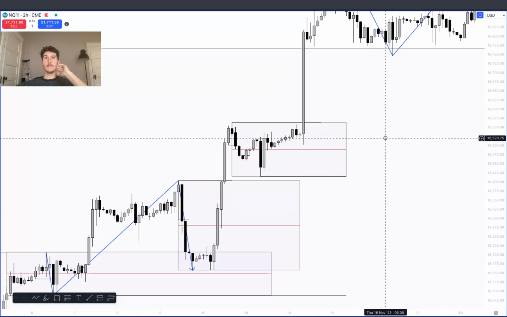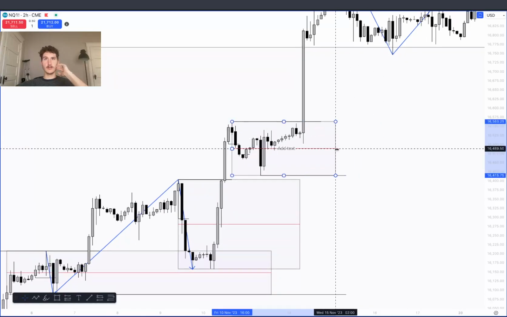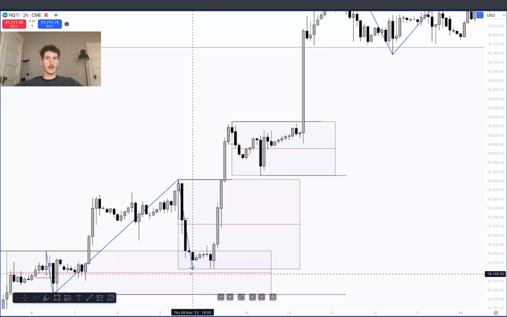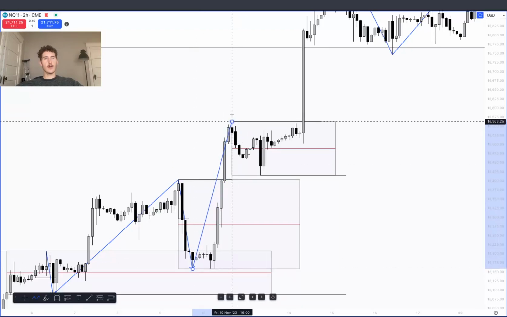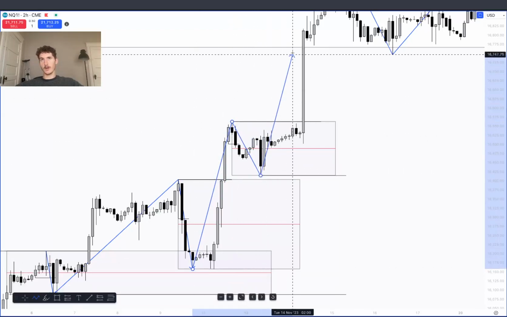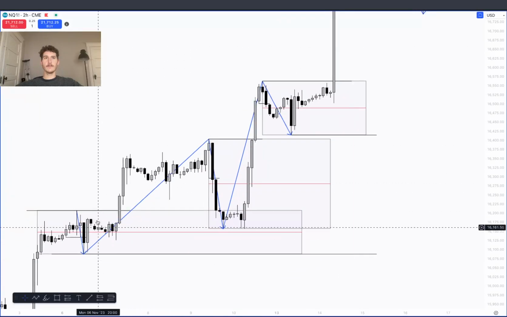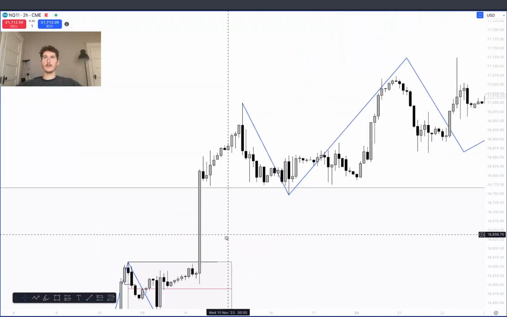Anyways, back to it. So we have another swing right here. 1, 2, 3. What were we doing? We were marking our swings with the path tool. So we're going to leave that there for now, right? High, low, high, low, high, low.